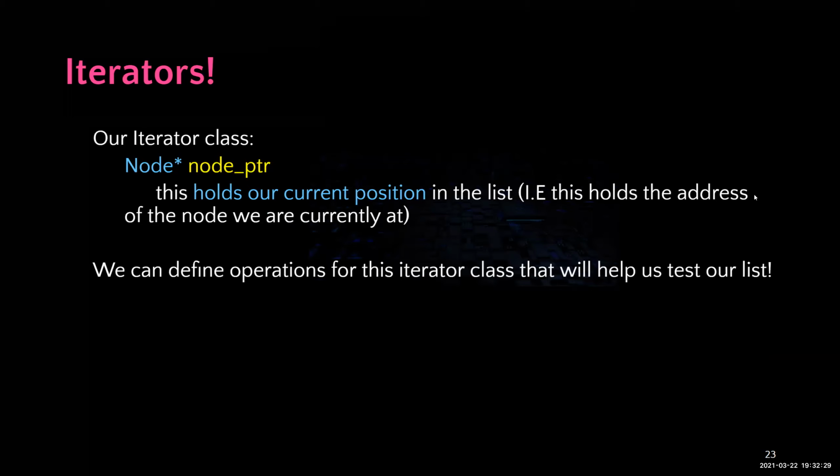So our iterator class has one element in it. It's going to be a node pointer called node pointer. So again, our iterator is just going to hold the value, the address of some node in memory, right? So that will allow us to work on other nodes that aren't the first or the last.